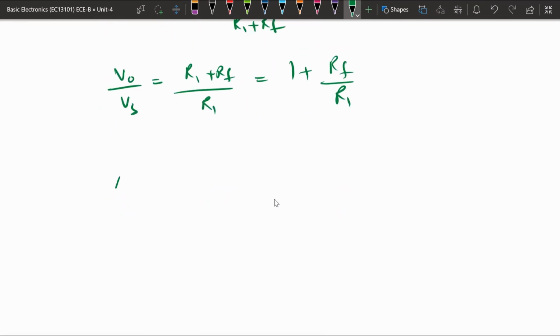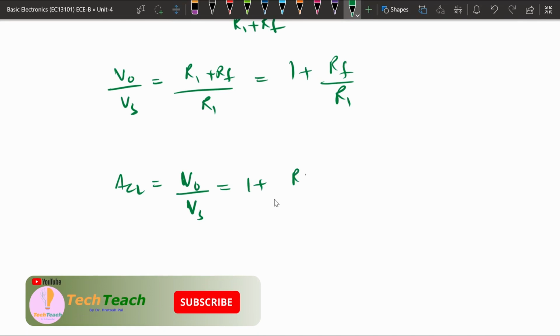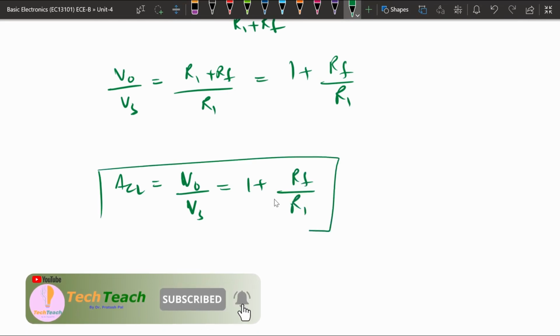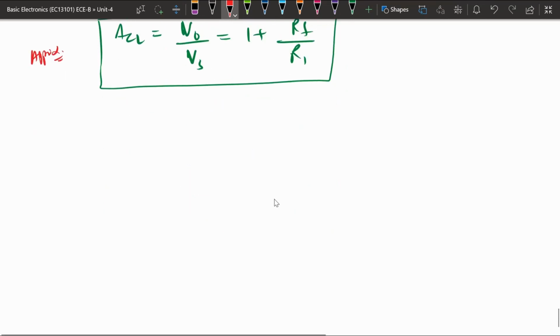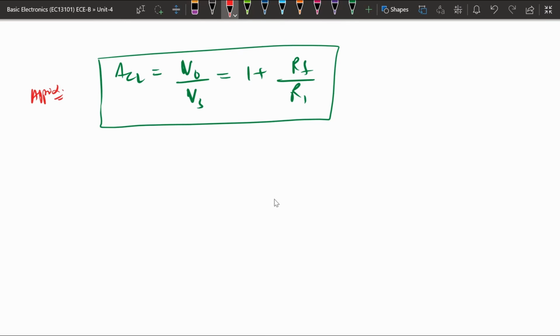So that is equal to 1 plus Rf by R1. So the closed loop gain with approximate analysis, V0 divided by Vs, is equal to 1 plus Rf by R1. This is the approximate analysis that we did initially. Okay, so in the inverting and non-inverting case, we can do the exact as well as the approximate analysis. If it is given that the operational amplifier is an ideal one, we will always take the approximate analysis. And if the open loop gain AV is given as very small, like 10 or 20, we will use the exact analysis. So this is the basics of inverting and non-inverting amplifiers.